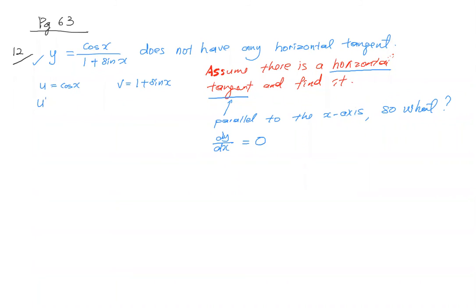U prime. Mikia? This is my negative sin x. Okay, correct. Evin? V prime? Yes, Miss. V prime, cos x. Okay, good. So my dy dx.